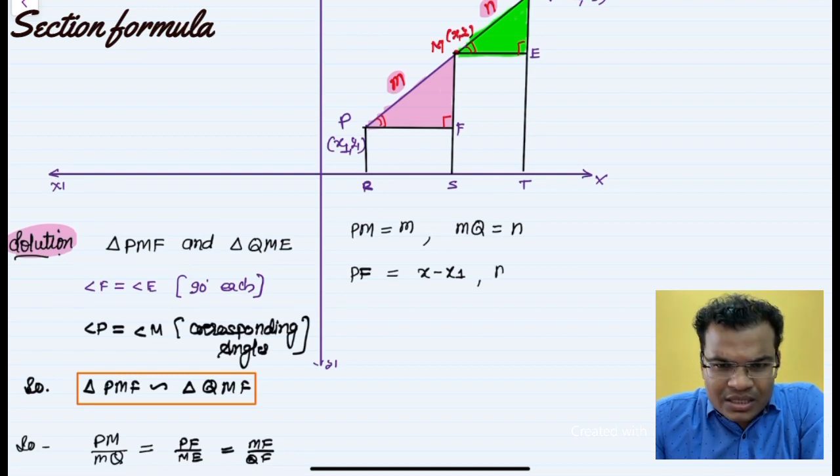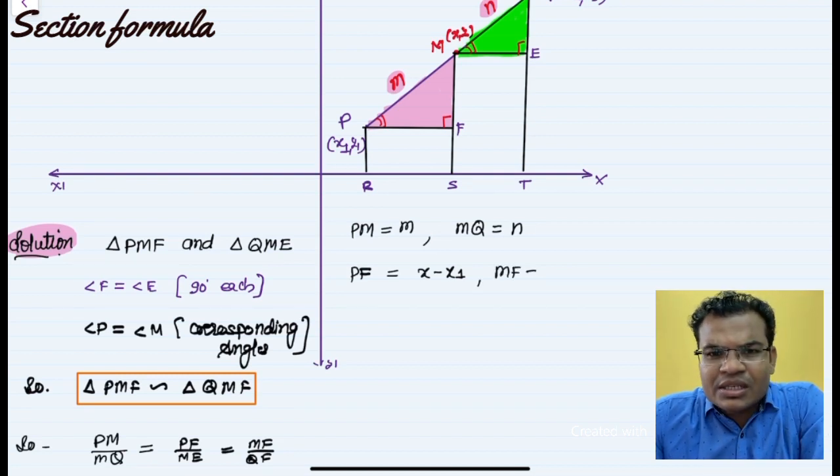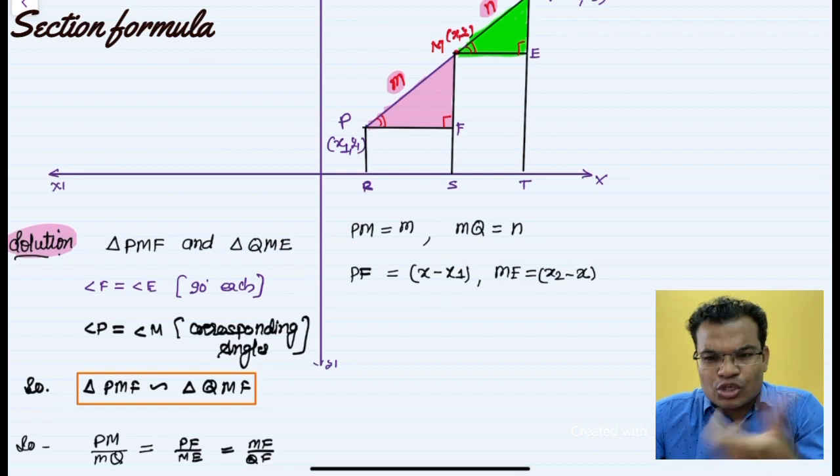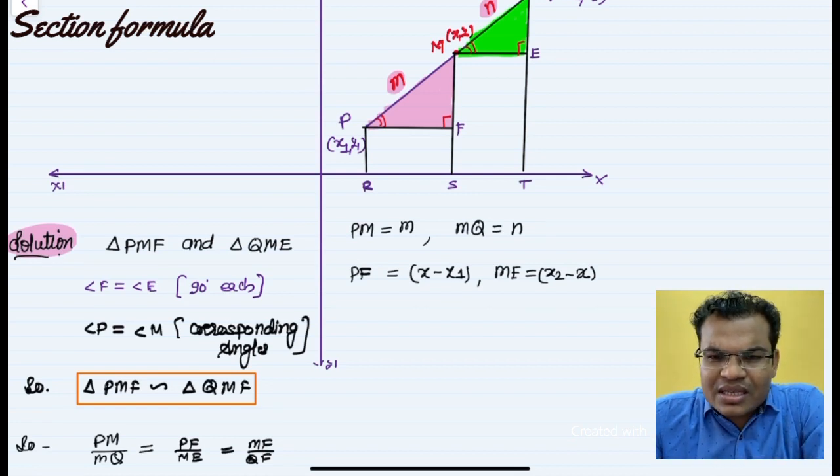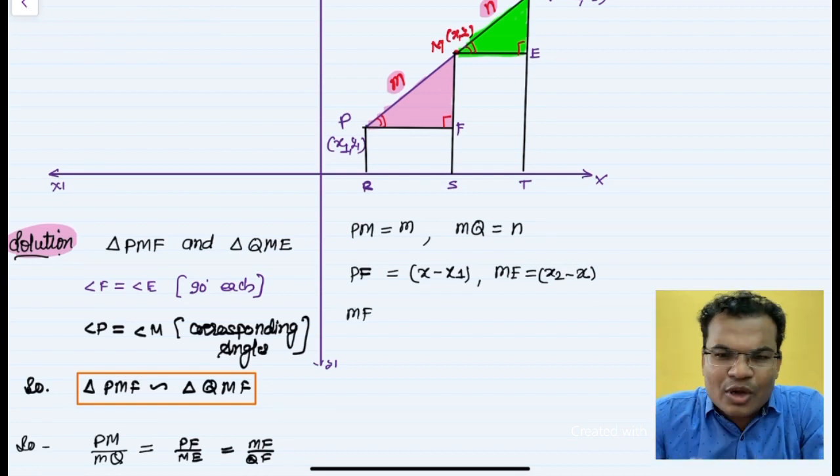Next one is PM, this is x minus x1 only. Yes, x2 minus x1. From the diagram you can see, guys, this is the total, x2 minus x1, the bigger minus the smaller one, right?